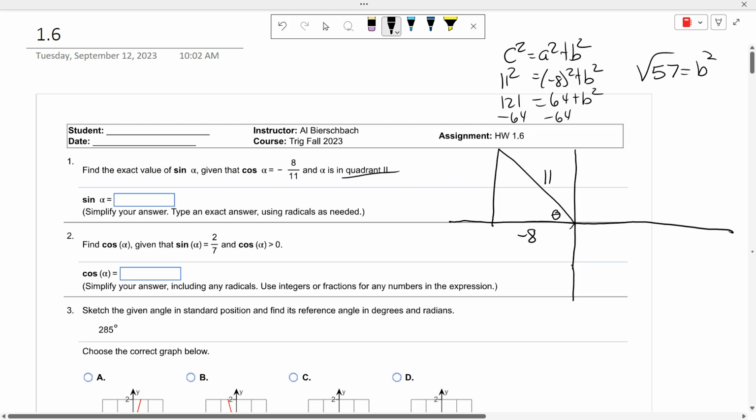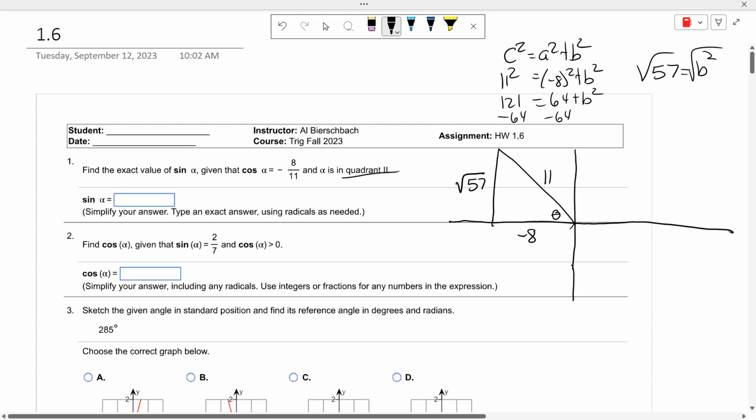Then take the square root of 57. Is there a perfect square that goes into 57? I know 3 goes in there, but it goes in there like 19 times. But I'm looking for perfect squares like 4, 9, 16, 25, 36, 49. None of those go into 57, right? No. So this side is just plain and simple the square root of 57.